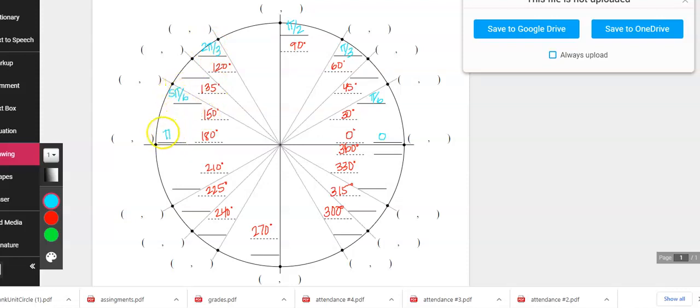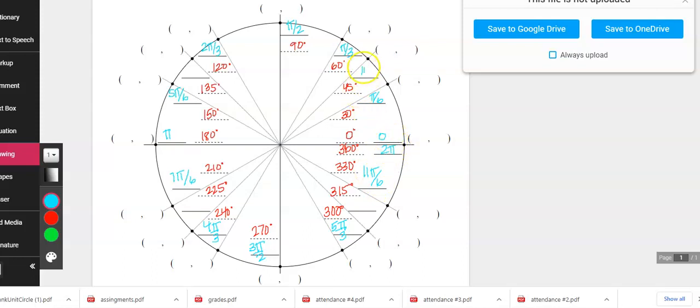6 pi over 6, which is pi. 7 pi over 6, no reducing. 8 pi over 6, so 4 pi over 3. 9 pi over 6, so 3 pi over 2. 10 pi over 6, so 5 pi over 3. 11 pi over 6, no reducing there. 12 pi over 6, or 2 pi.